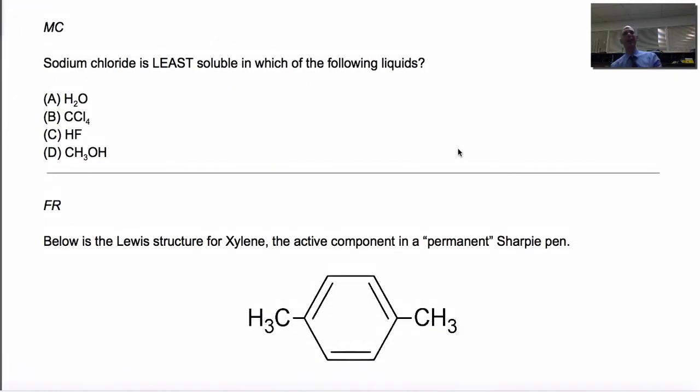Sodium chloride is least soluble in which of the following? So we know that solubility follows the term like dissolves like. Similar IMF forces dissolve in other similar IMF forces.